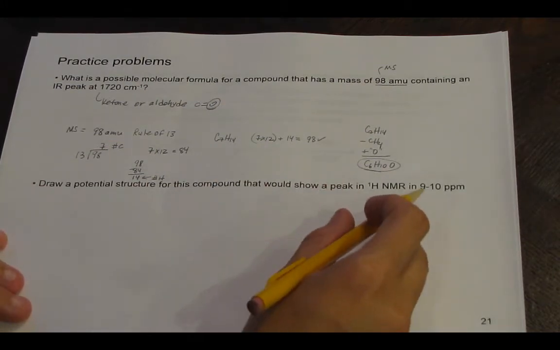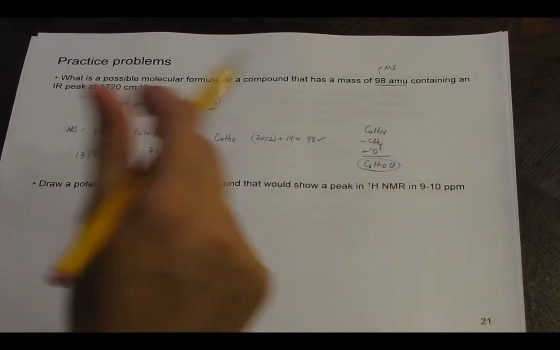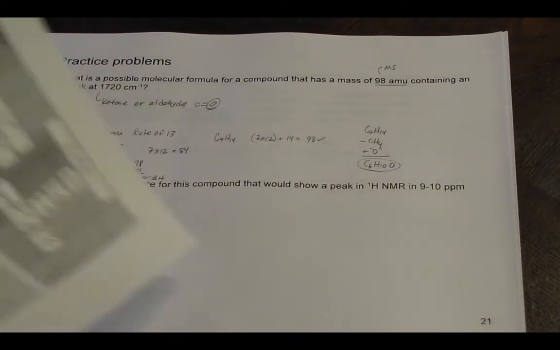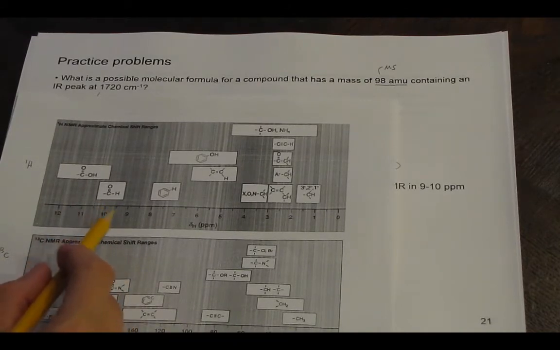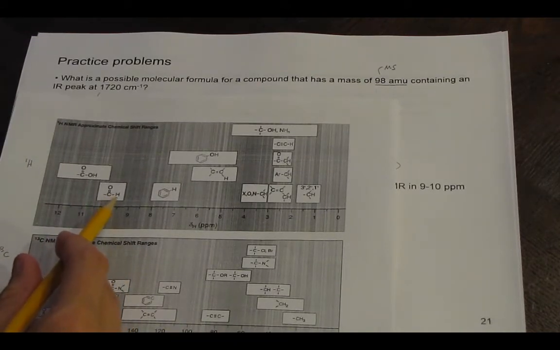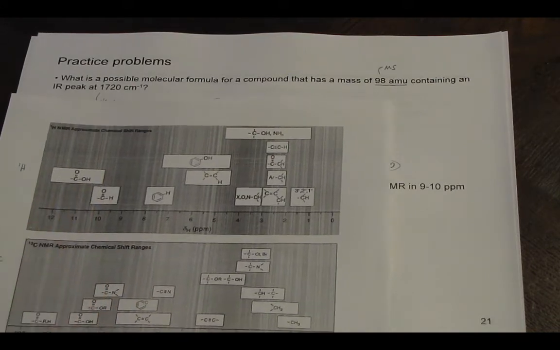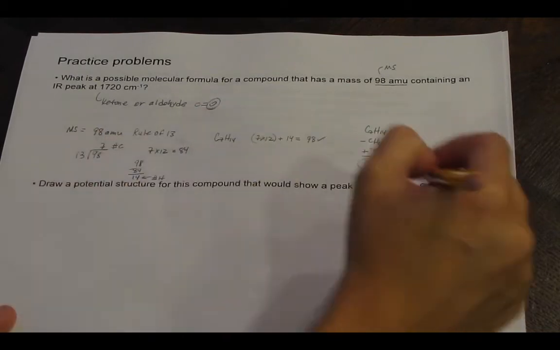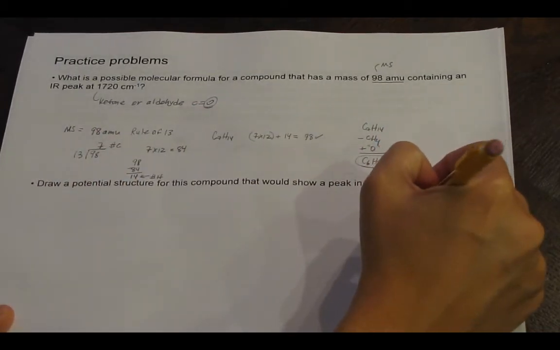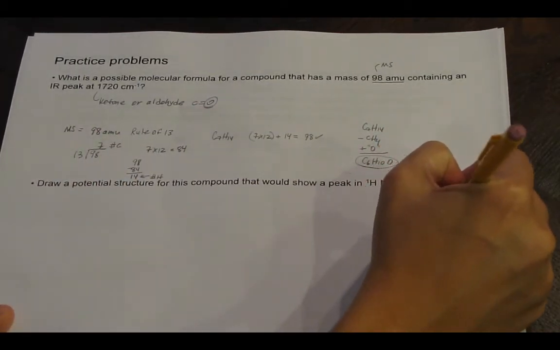The second bullet point says draw a potential structure for this compound that would show a peak in the proton NMR in the 9 to 10 range. So if we look at our chemical shift charts and we look in the 9 to 10 range, we see that we have an aldehyde. So what that's telling us is we have an aldehyde and we need to draw a potential structure that has that.